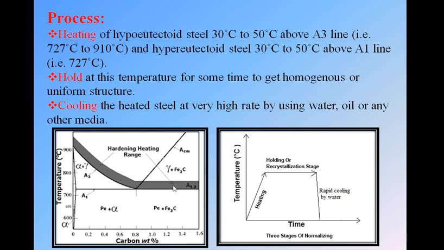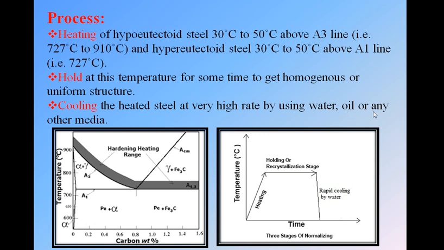Next, again we have the holding process. Hold at this temperature for some time to get homogeneous. As we know, when we heat any material, it gets heated first on its outer surface, then that same heat is conducted to the inner surface, and that conduction from the outer surface to the inner surface takes some time, and that time will be the holding time. The holding process is required to get a uniform structure. If we get a uniform structure in the holding process, then we get a uniform and homogeneous structure in the output.